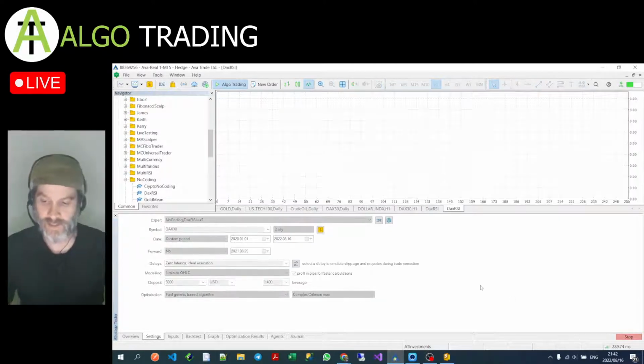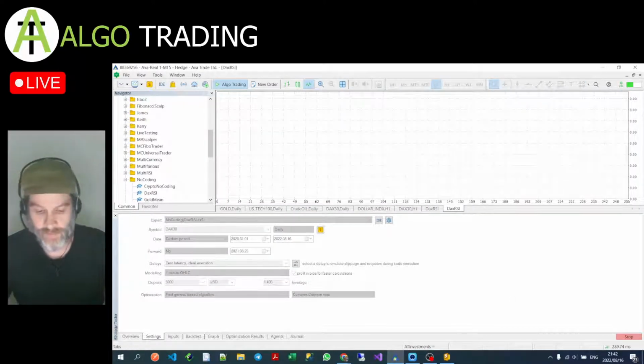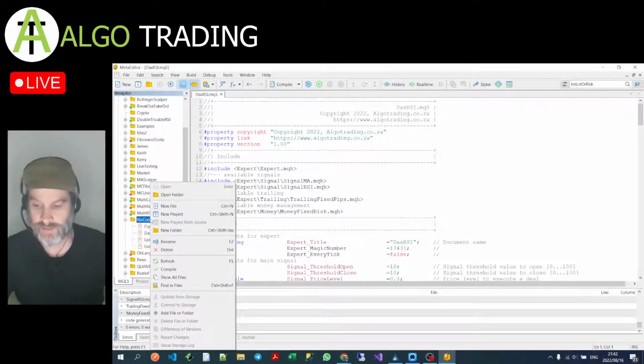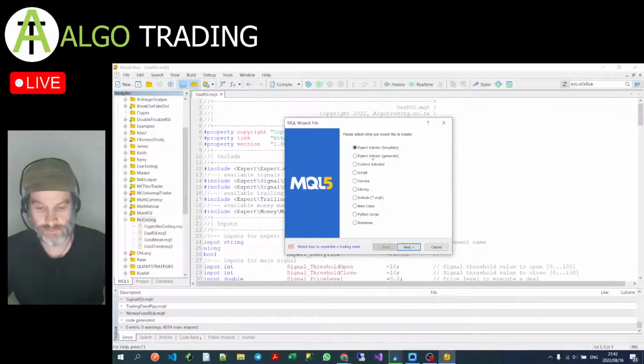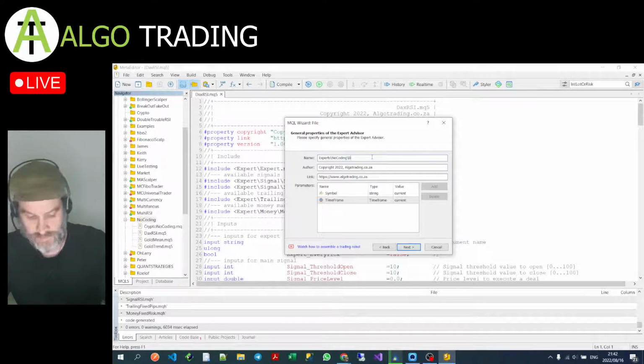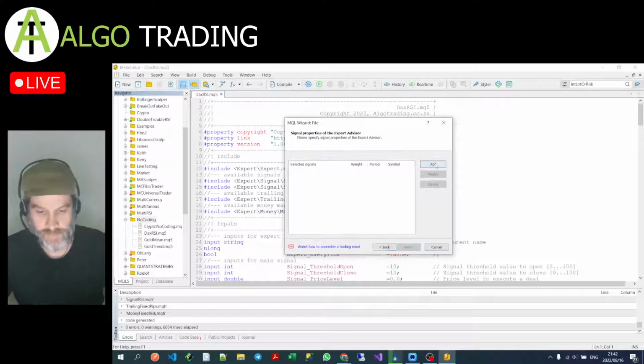And while that's running, let's build another one. We're going to do the CCI, the same as we did with gold, and let's see what results we get with that. We're going to go new file, generate DAX CCI. Next, and we could go through this pretty quickly now.